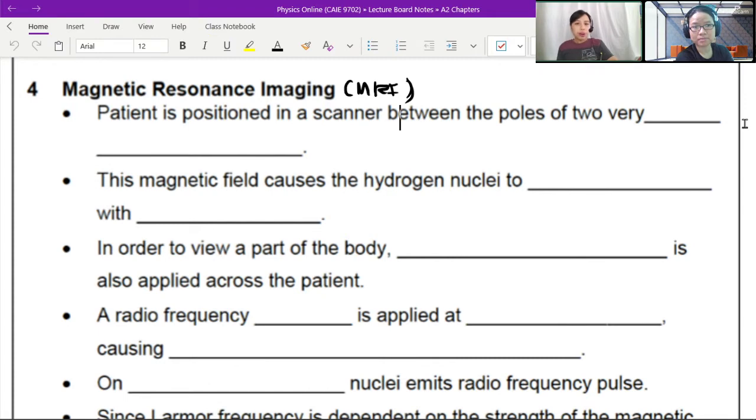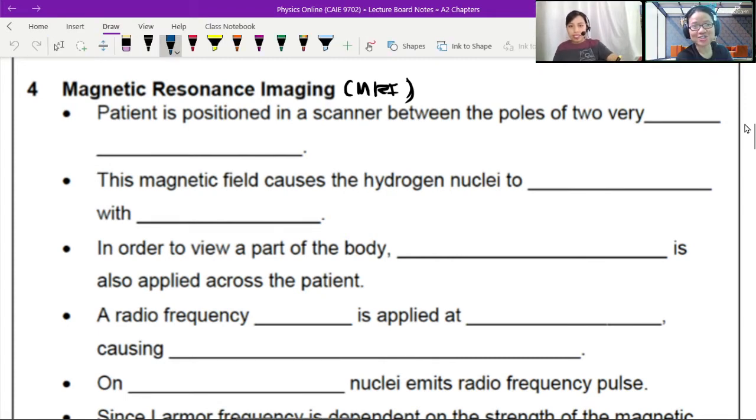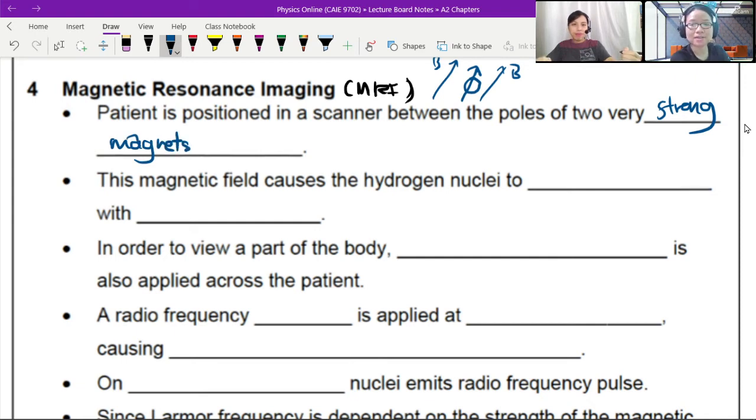So, what about the patient again, Miss Lee? The hydrogen nuclei in the patient, or the water molecule in the patient, gets affected by the magnetic field. Okay, so we use the magnetic field and a combination of magnetic field plus radio frequency wave to cause resonance. And based on properties of that resonance, we take a picture inside the human body, hence imaging.